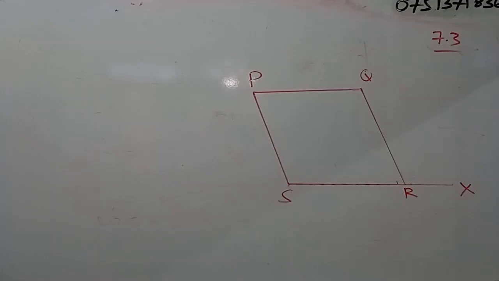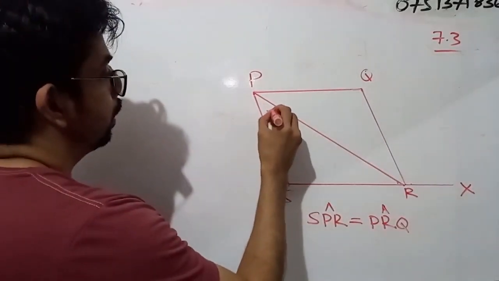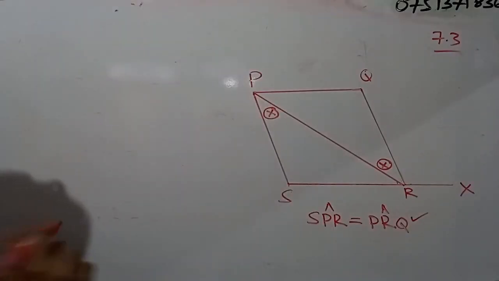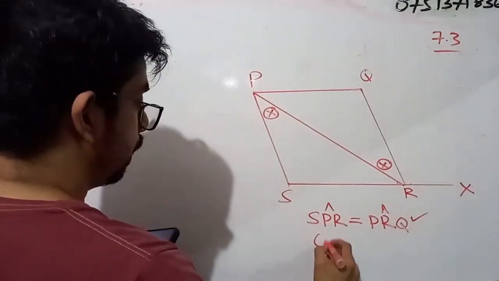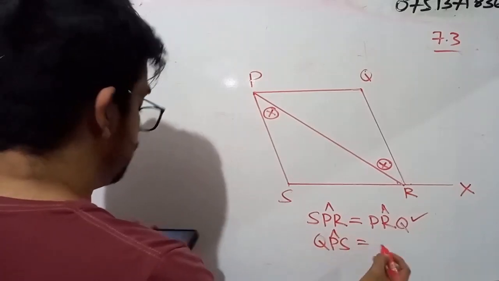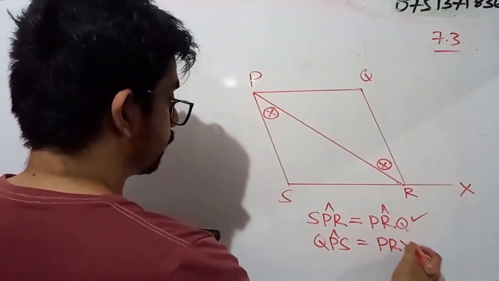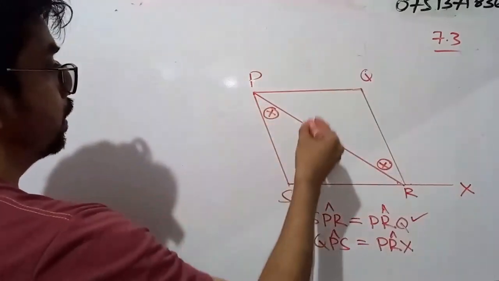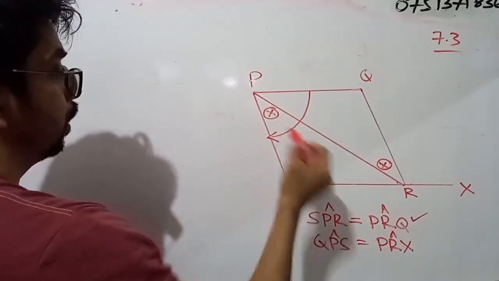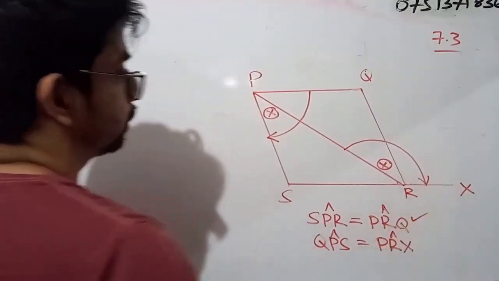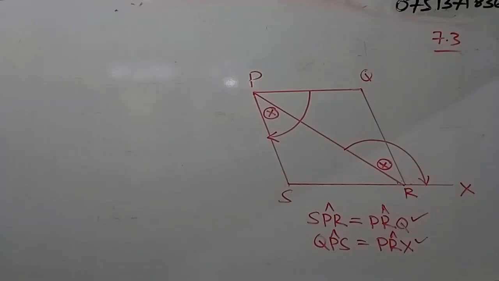Third question. In the quadrilateral PQRS in the figure, SPR is equal to PRQ. So SPR is here. SPR that is equal to PRQ. If QPS is equal to PRX, right? QPS, that means this whole angle, QPS, that is equal to PRX. And there's another pair of angles, SPR.